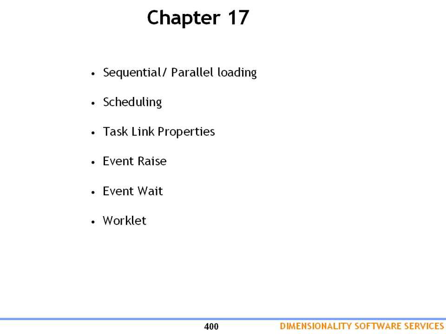Now we are going to discuss sequential and parallel loading, scheduling, and the task link properties, event wait, and work wait. These activities are done in the production environment of the project. That is, after the project is completed, about the mappings and the sessions, the team will discuss the loading processes: which mapping should be loaded, and which mapping is dependent on which.